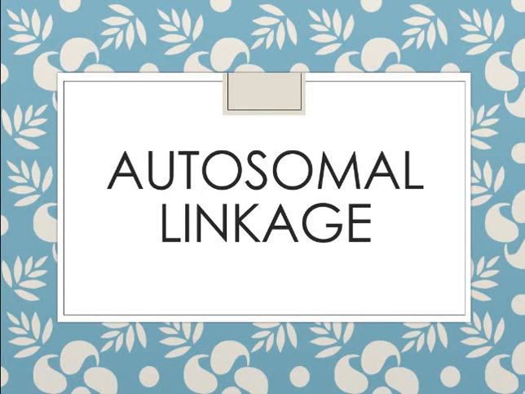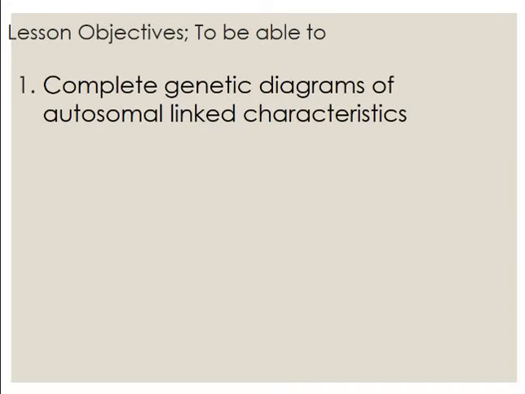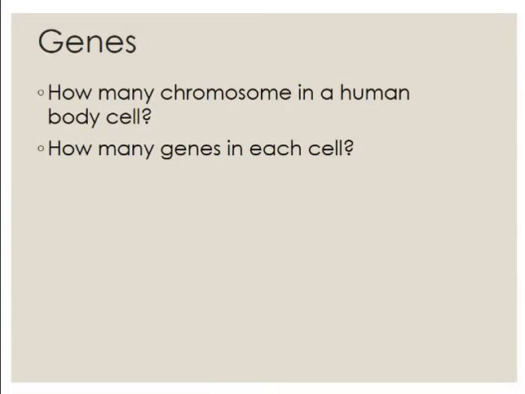But this is the beginning of our lesson for today, one that we were going to do right after polygenic inheritance. So the objective for today is to complete genetic diagrams of autosomal linked characteristics. The first thing I'd like you to think about is how many chromosomes do we have in a human body cell? Not a gamete, in a human body cell. And then finally, how many genes do you think there are in each cell?